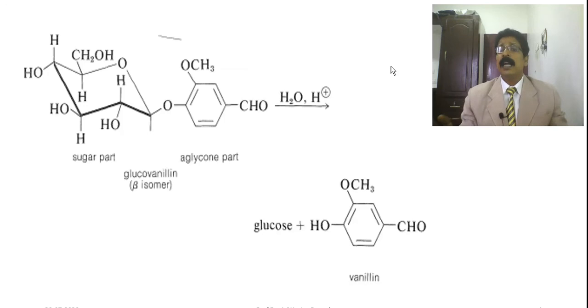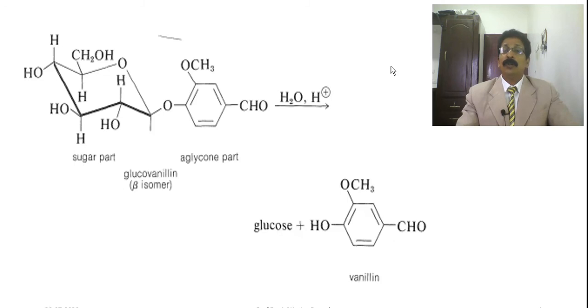And this is a slide just for your understanding to know that glycosides have two parts, one is a glycone and an aglycone part. You see the glycone part here is a glucose. The name is glucovanillin. It's a beta isomer. There are alpha and beta linkages in glycosides according to their configuration, and it can be denoted with alpha and beta.